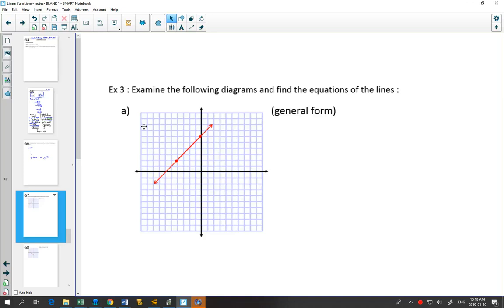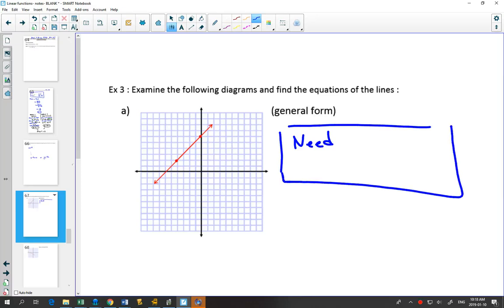Examine the following graphs and find the equation of the line. The first one says find it in general form. So what do we need? We need a slope and a point. Okay. What do we have?